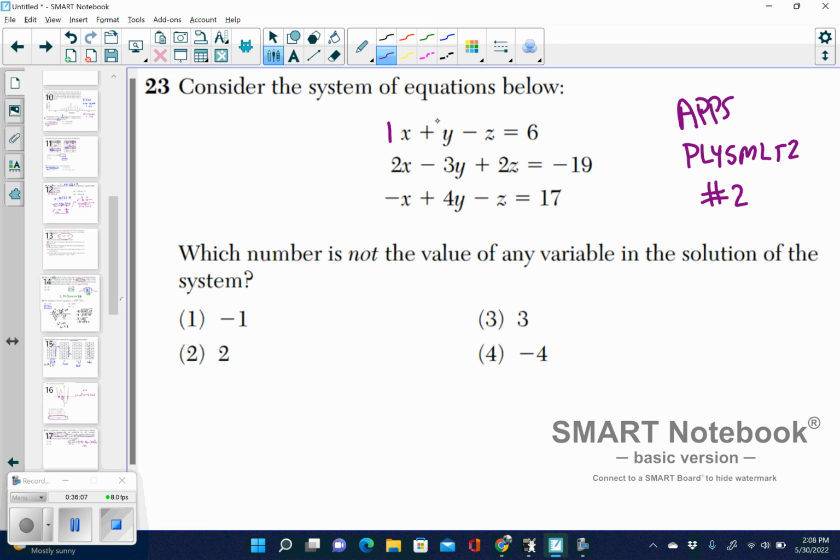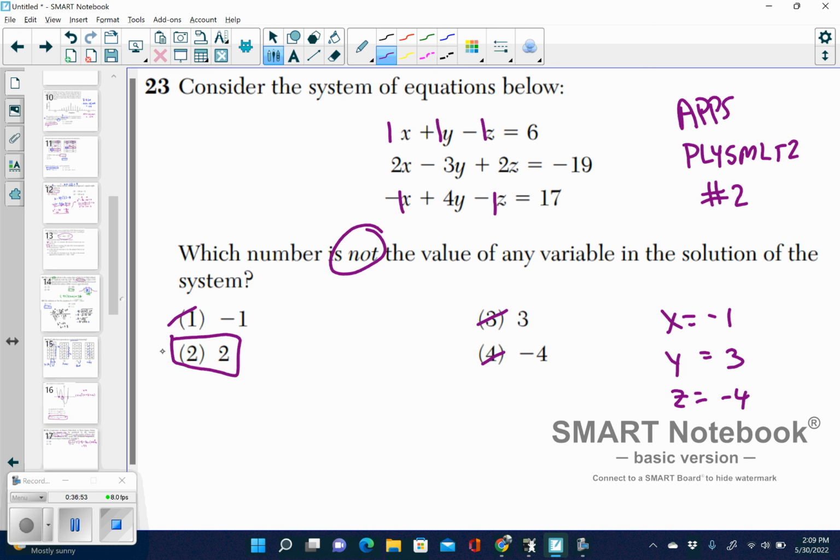these numbers, right? So it's going to be 1, 1, minus 1, 6, 2, negative 3, positive 2, negative 19, negative 1, 4, negative 1, and 17. And then you're going to do next and see that the variables that they have, that you're going to get that x is equal to negative 1. You're going to get that y is going to be equal to 3. And you're going to get z is equal to negative 4. And so it's saying which number is not the value. So negative 1 is there, 3 is there, negative 4 is there. The one that is not anything is 2.